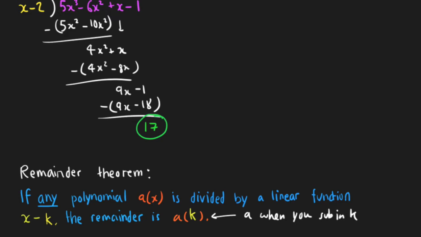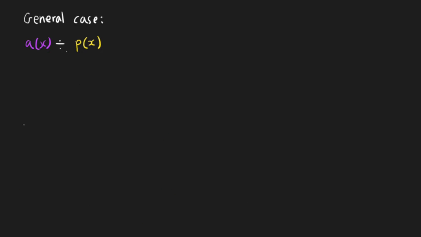So this sort of gives us an intuitive understanding that the remainder theorem looks correct. Let's now prove this for the general case when we have a of x divided by p of x. Now, this only works when p of x is a linear function, right? So I'm going to rewrite this as a of x divided by x minus k, right? That's the general case, and that's what was stated in the remainder theorem.